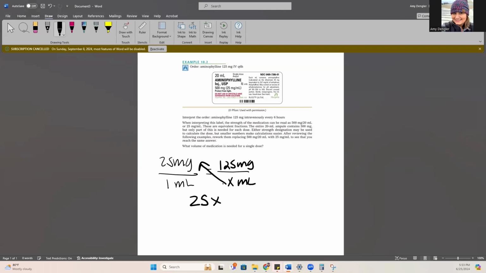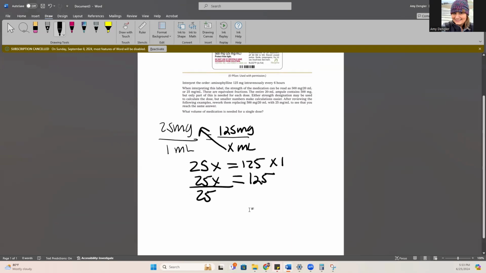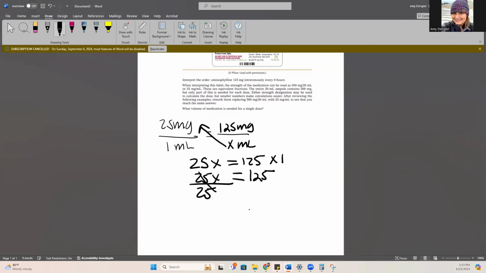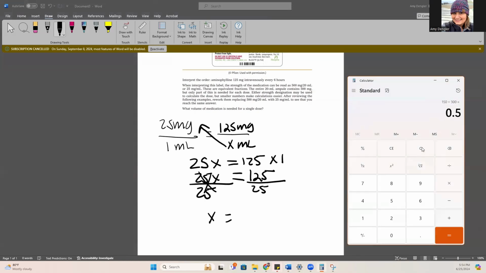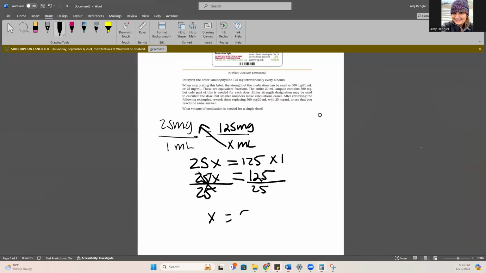So 25x is equal to 125 times 1, which is 125. We want to get rid of 25 so we can get x alone. And then we're going to divide that side by 25 as well. And then we're going to take out calculators and do 125 divided by 25, which is 5 ml.